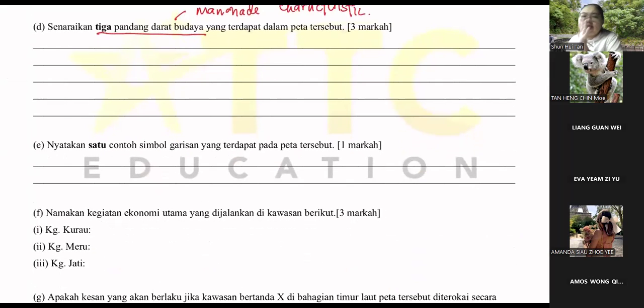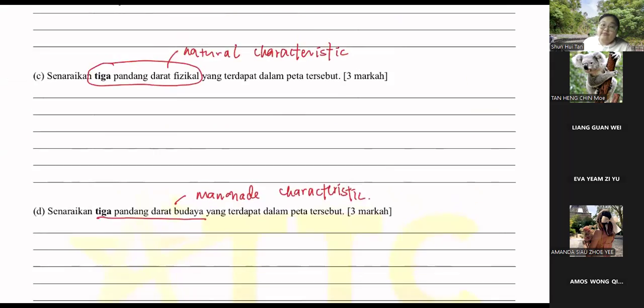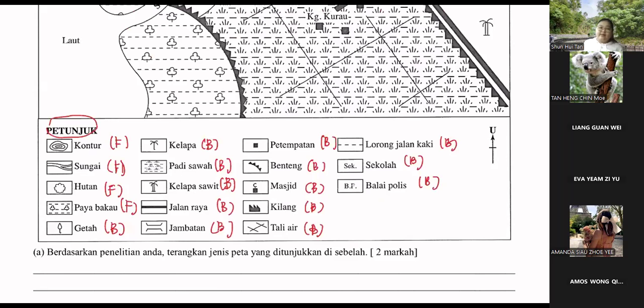Next. See, this is another way. Contoh simbol garisan. Okay? Example of symbol garisan. Can you look at here and tell me which one is garisan? This one I'm not gonna write. I'm just gonna highlight for you. Which one is garisan? Yes, Jalan Raya. Sungai, yes. Line, things that do with line, yes. Lorong Jalan Kaki.